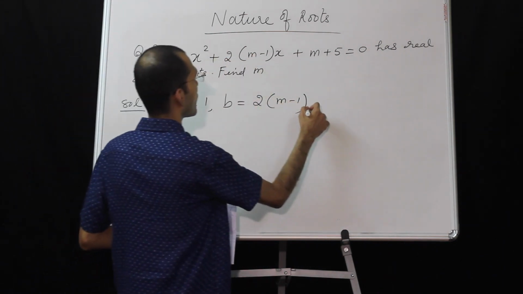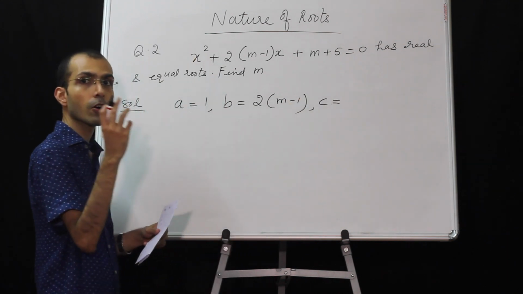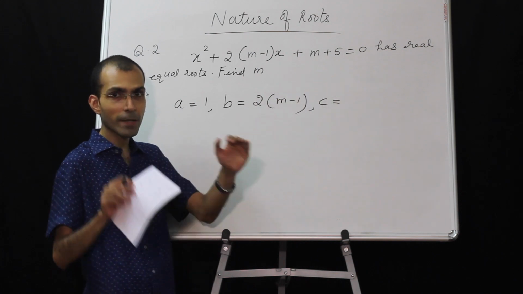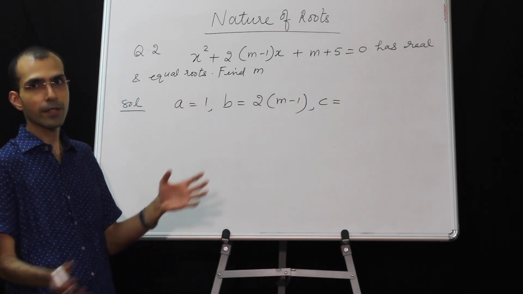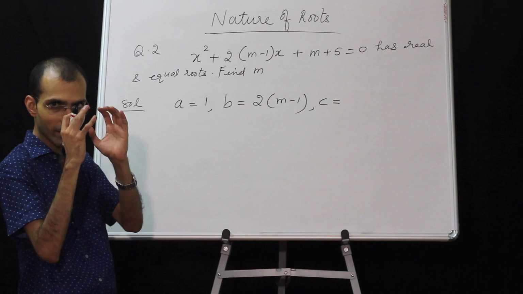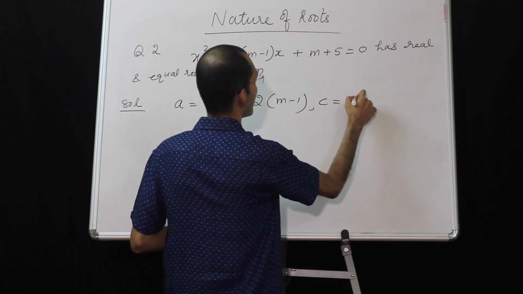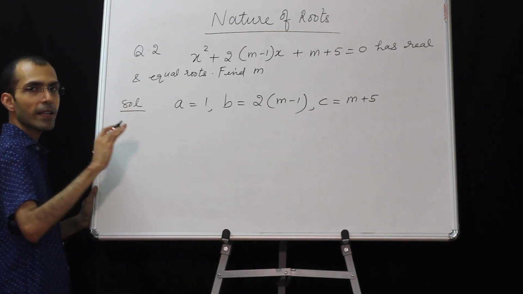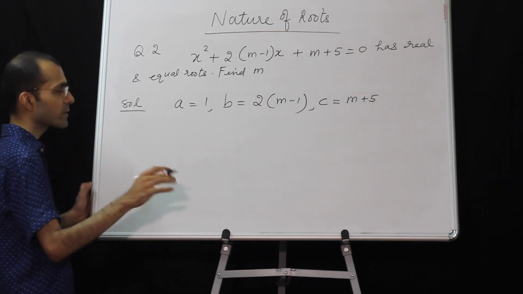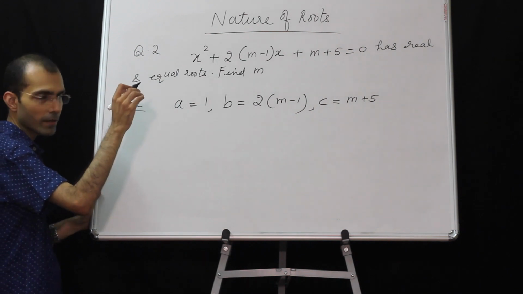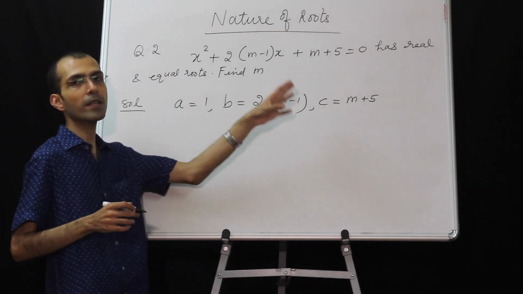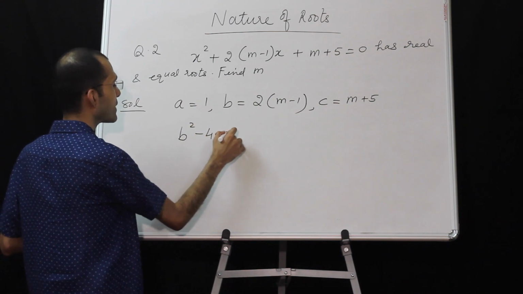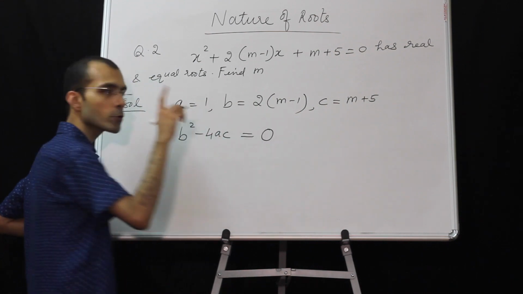So okay, what will be C? The constant term, will it be m? Will it be 5 or will it be m plus 5? Naturally it will be m plus 5, that's a constant term. Now, as the roots are given to be real and equal, b square minus 4ac is bound to be 0.